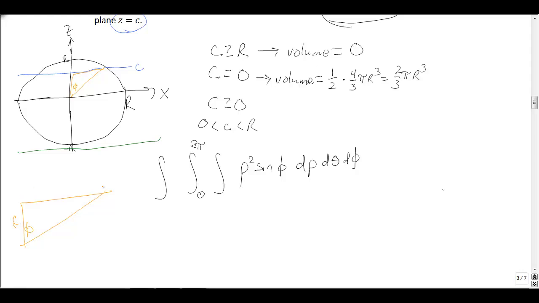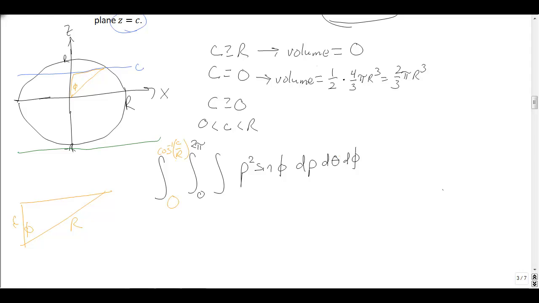And then this distance here, I don't know, but this here is the radius of the sphere. And so we know that phi is an inverse cosine of c over r. So our phi bounds: I'm going to start at 0, and then I'm going to go to inverse cosine of c over r. I can put those in parentheses. And lastly, I need my rho bounds.